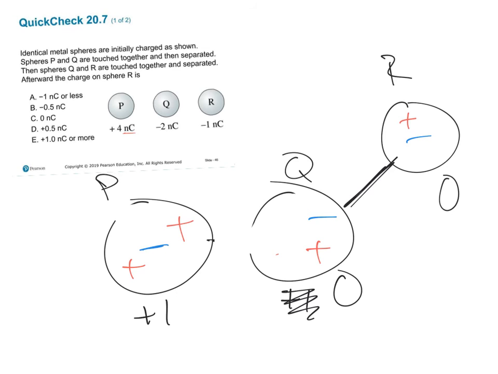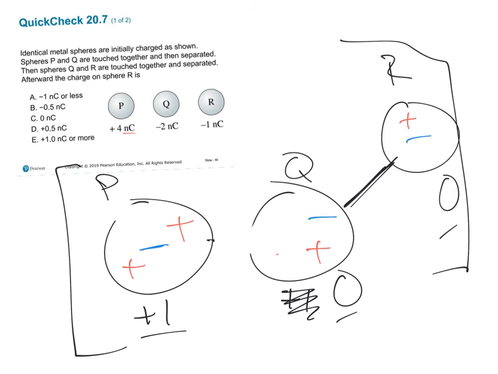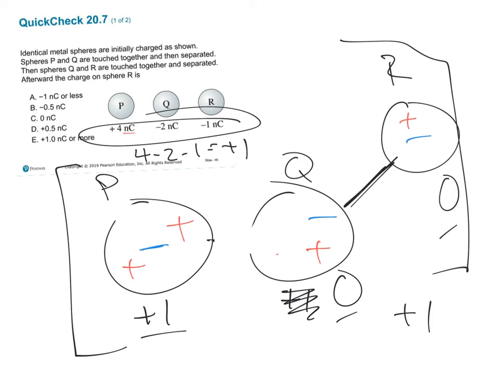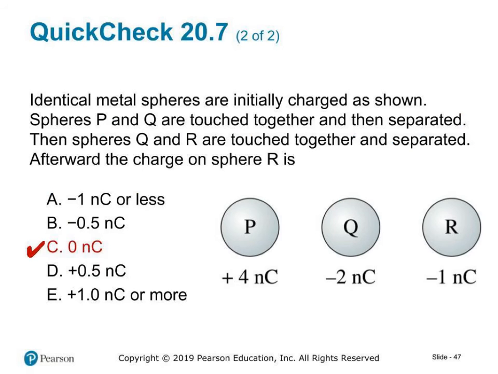Okay? So something to note here is that in our system, the system of these 3 spheres, the charge at the end, the total charge, if you add all 3 up, is positive 1. Now let's go check. In the beginning, with these charges, our total charge is 4 minus 2 minus 1 equals positive 1. So our charge was conserved. We started with the same amount that we ended with. And our answer over here, the charge on sphere R at the end is going to be 0, which is the correct answer.